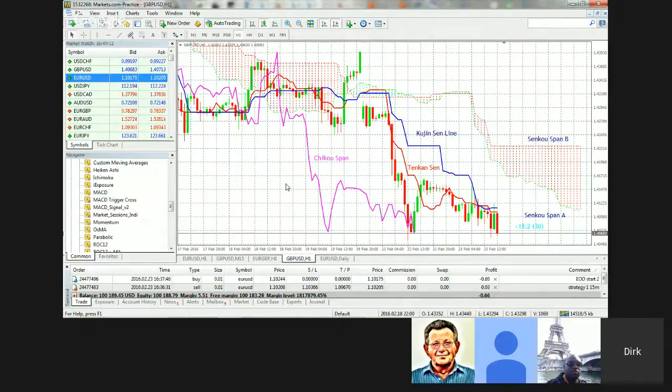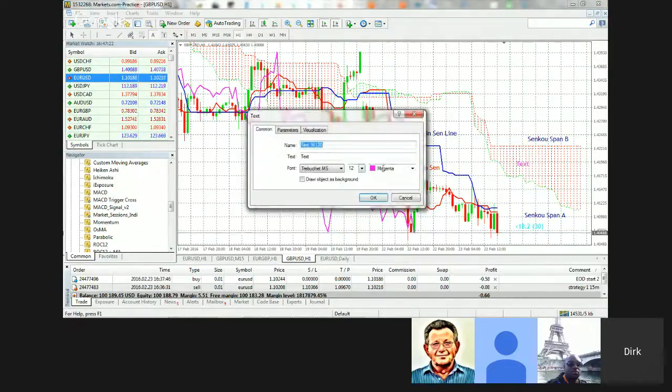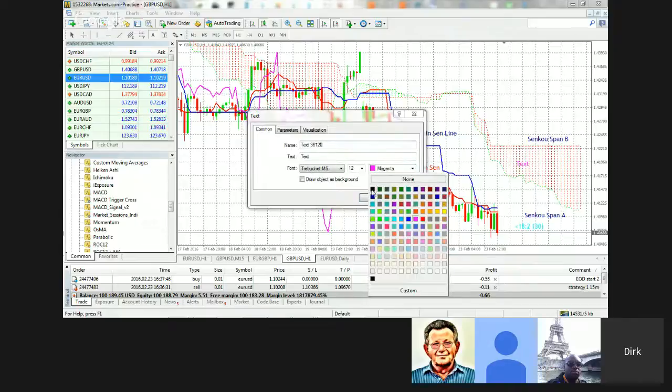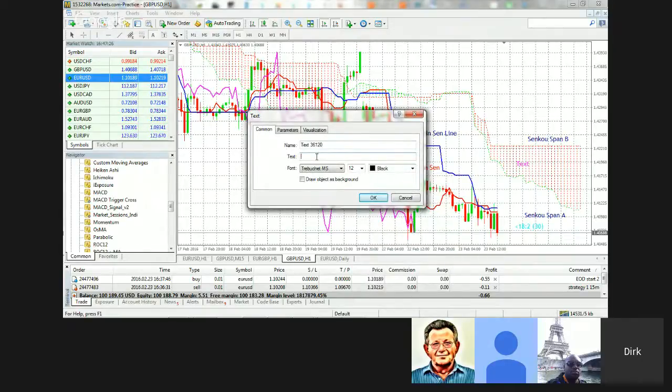Okay. Now, firstly, we've got the Kumo cloud. Okay, so let's actually just name that as well. The Kumo cloud is basically the colored in area.